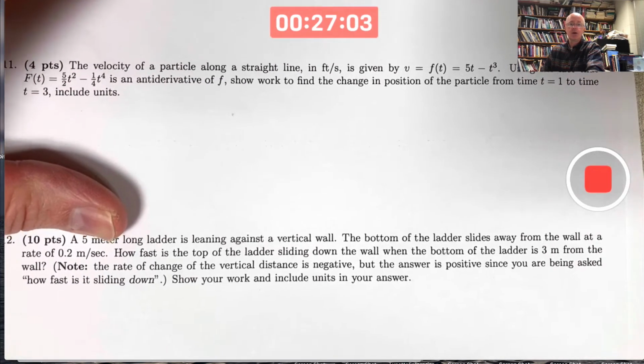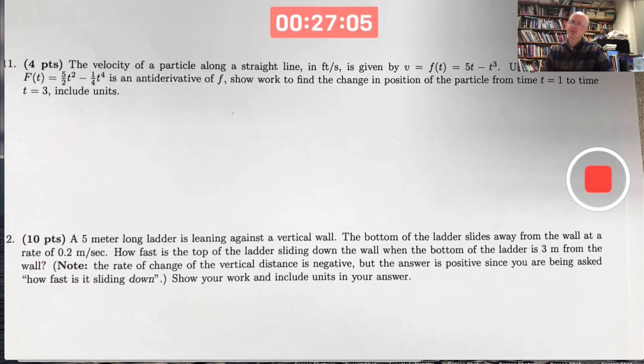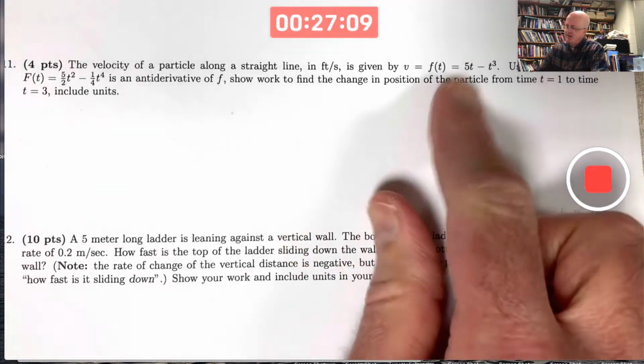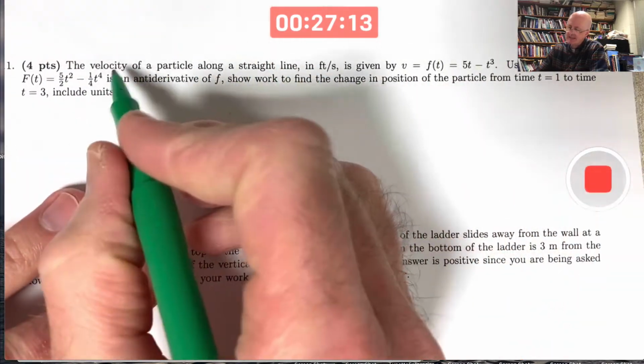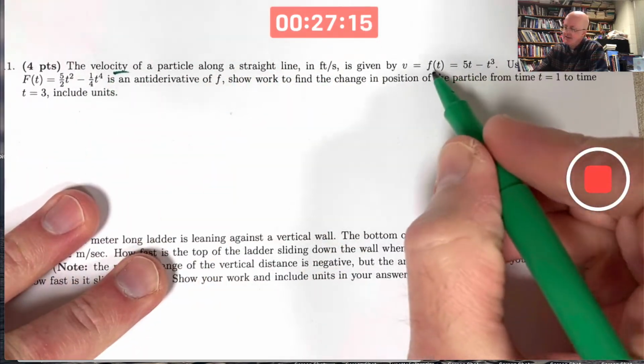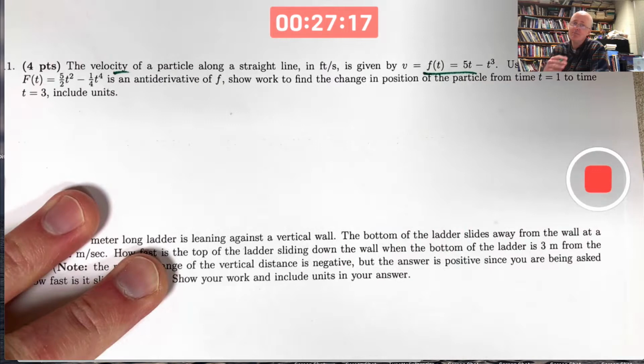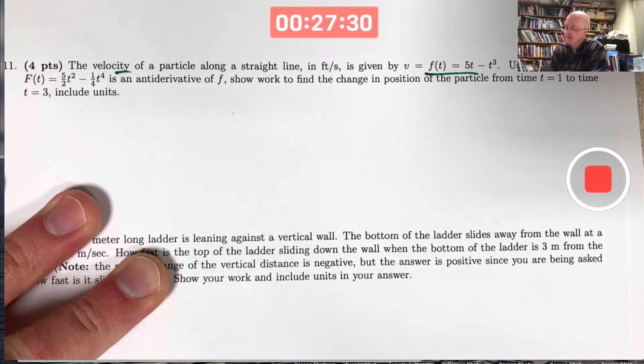The velocity of a particle along a straight line in feet per second, sorry, I probably should have used meters per second, is given by this function. That's the velocity. And this function takes on both positive and negative values, okay? The velocity could be positive or negative at various times. You could be moving to the right, say with positive velocity, or to the left with negative velocity.